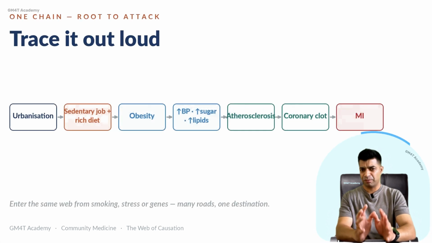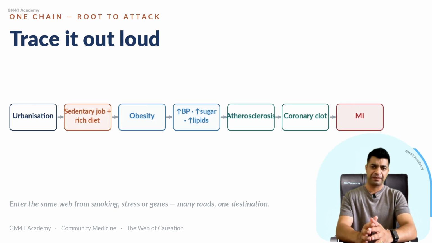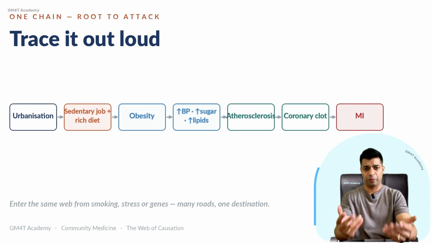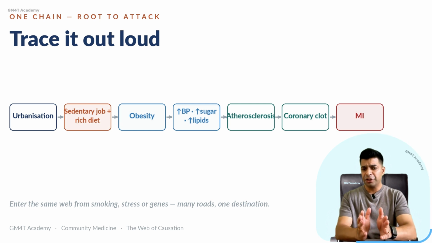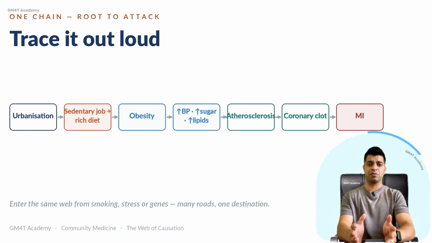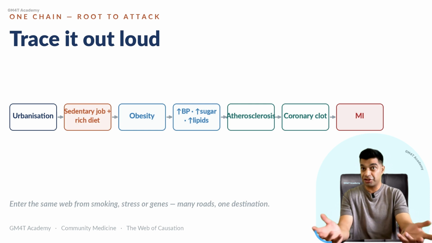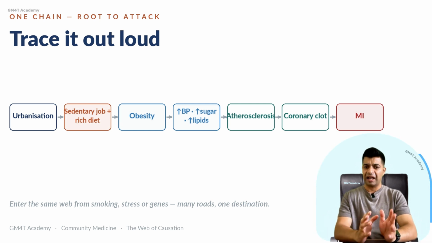Keep MI as your model and trace one chain. Urbanization leads to a sedentary job and a rich diet. That leads to obesity. Obesity drives up blood pressure, blood sugar, and lipids. Those build atherosclerosis. Atherosclerosis ends in coronary thrombosis and hence the heart attack. But you could have entered that same web from smoking or from stress or from your genes. Many roads and one destination.